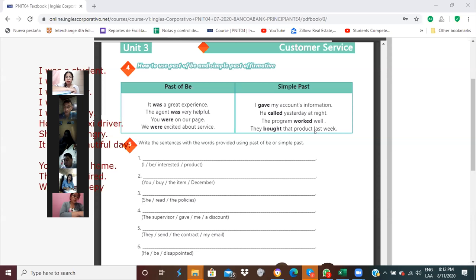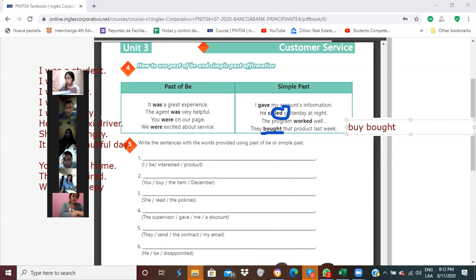They bought the product last week. I want you to notice that some of the verbs have the ed at the end, but some of the verbs don't. For example, bought. What is the simple present of bought? Buy, right? So buy, simple present.